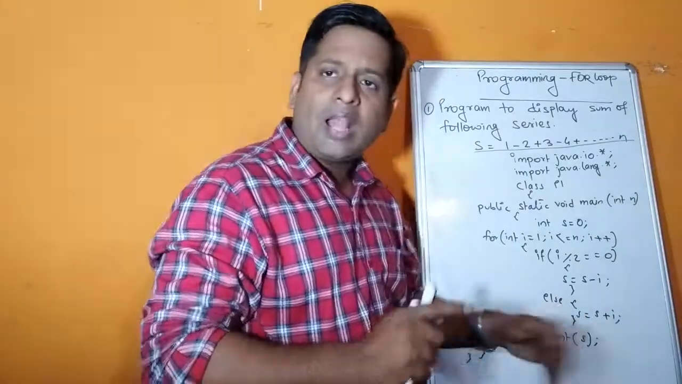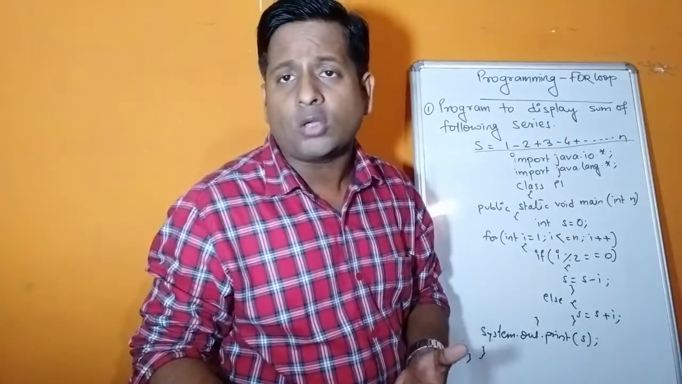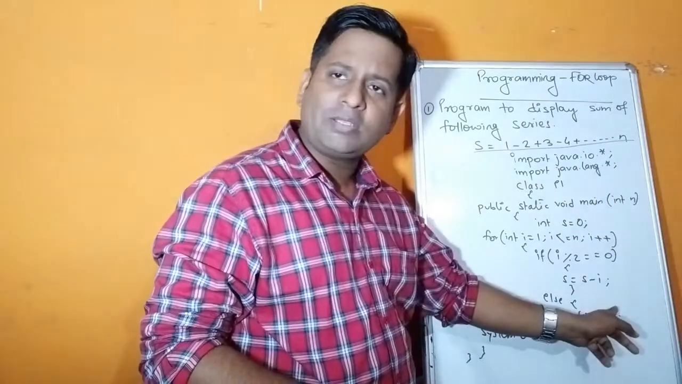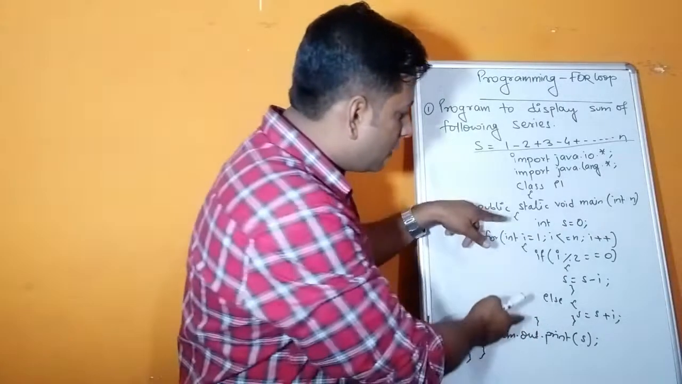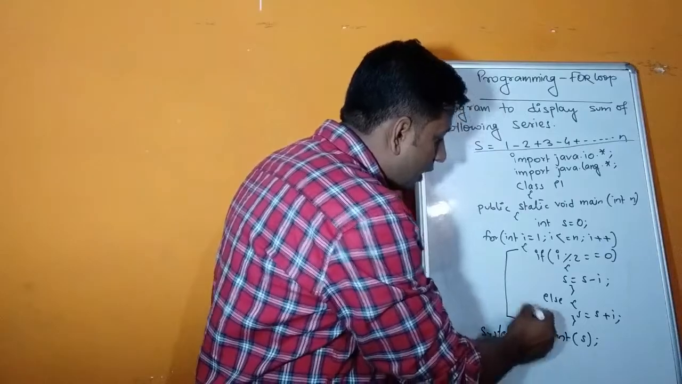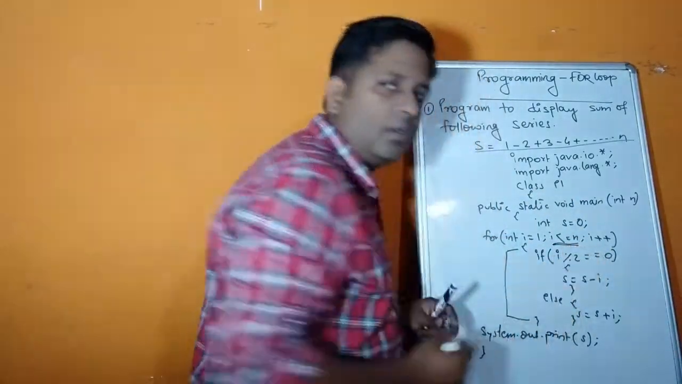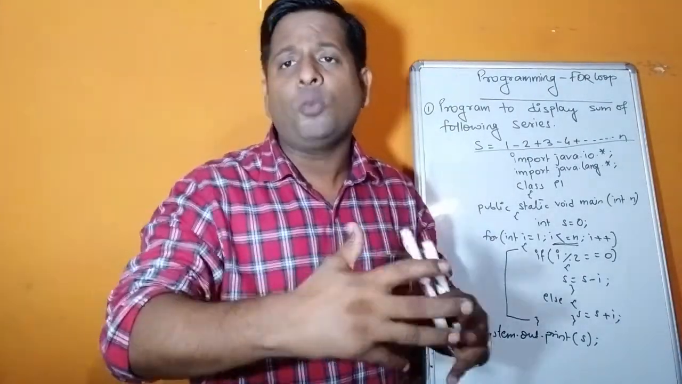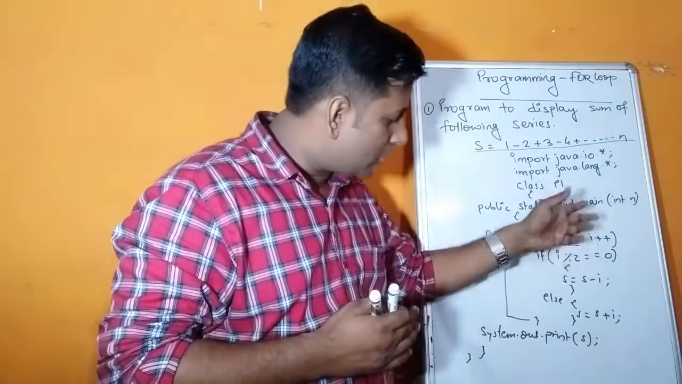Else means if the number is not even, then it will definitely be odd, and all the odd numbers are positive. So in the else part, s = s + i. Then close the else, close the for. So this part from here to here will execute multiple times till this condition is true. It becomes a circle, a loop. And finally, when this condition becomes false, it will come out of the loop.